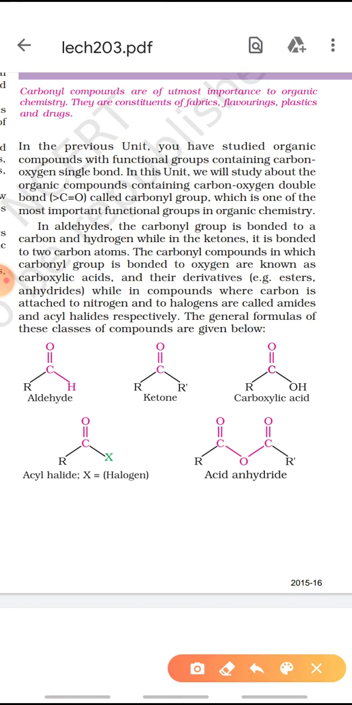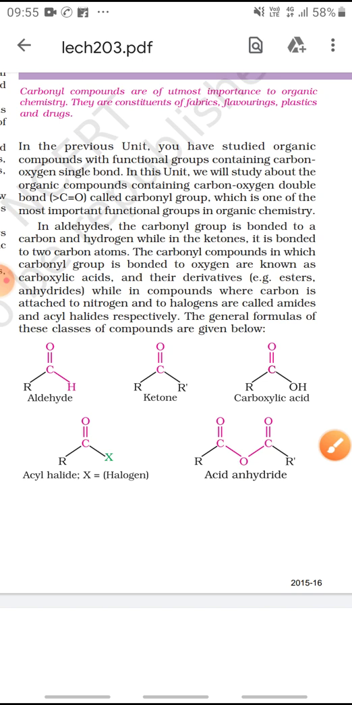Now, children, you have to remember, when there is a C double bond O group connected on one side to an alkyl group and on the other side to a hydrogen, then such compounds are called aldehydes. If on both sides of the carbonyl group the alkyl group is present, then it will be called a ketone. And if on one side there is an alkyl group and on the other side there is a hydroxy group, then we call such compounds carboxylic acids.